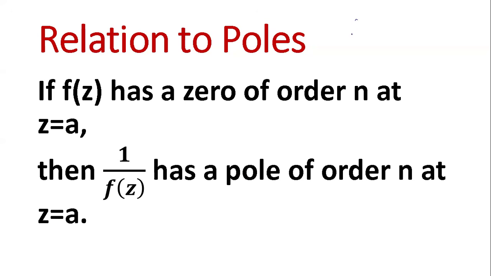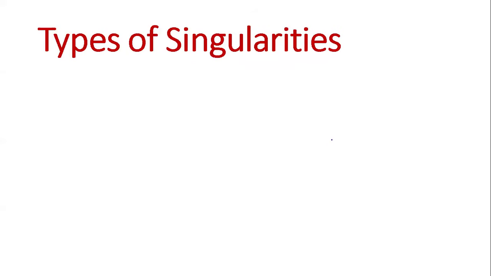This is, if f of z has a zero of order n, that means f of z is equal to (z minus a) whole raised to n times g of z. Then 1 divided by f of z is equal to 1 divided by (z minus a) whole raised to n, which has a pole of order n at z is equal to a. Next, types of singularities.